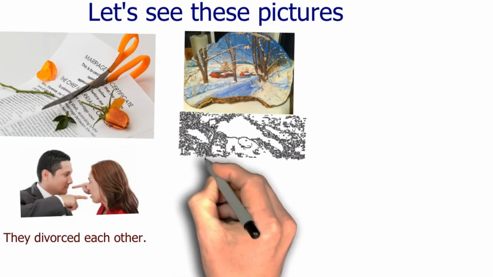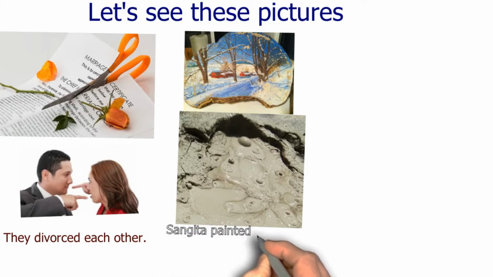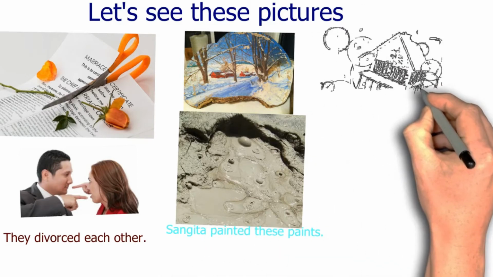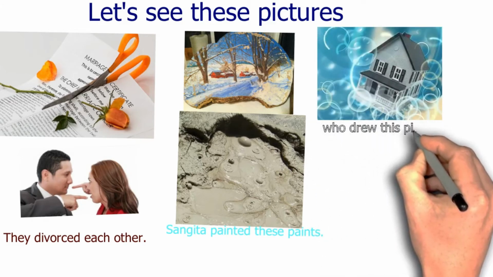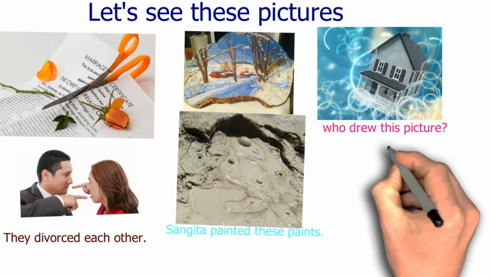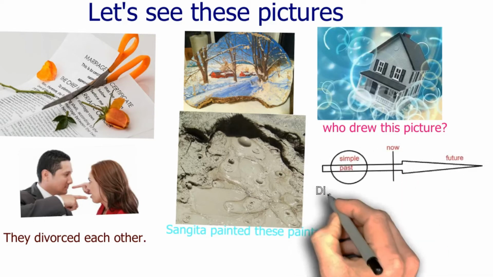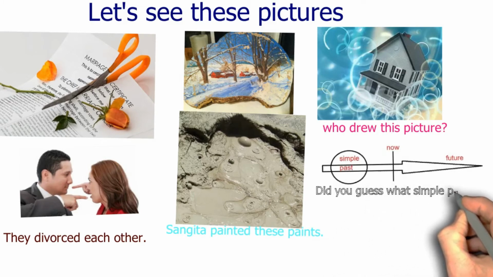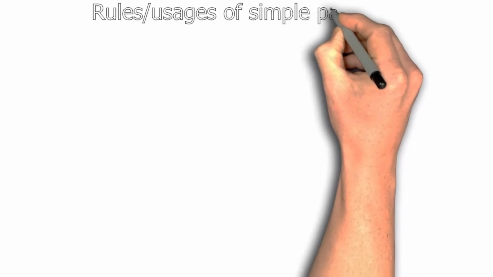Second picture, we can see a beautiful painting and another painting, two paintings. What is this? Who painted it? Sangeeta painted these paintings. Let us see the next picture, a picture of a house. Who drew this picture? And we can see another picture about what is simple past. Did you guess what simple past is?